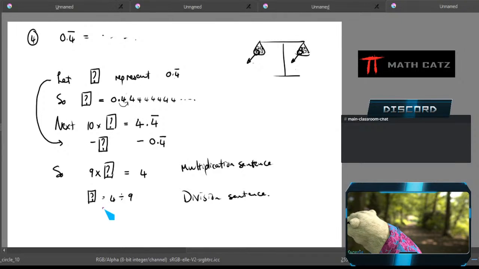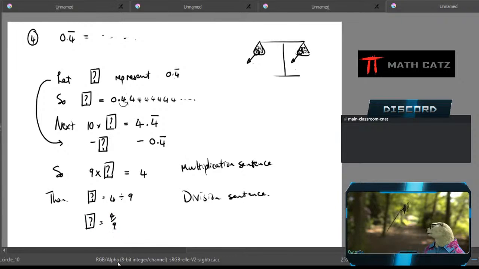You can't tell little Timmy, oh, divide on both sides of the equation. He's going to look at you like, what? I'm not doing algebra. I'm not in high school. I have no idea what you're talking about. But if you talk about multiplication sentences and equivalent division sentences, they've done this since grade 3. Put it in a language that he can relate to. And so, question mark in a box is 4/9.